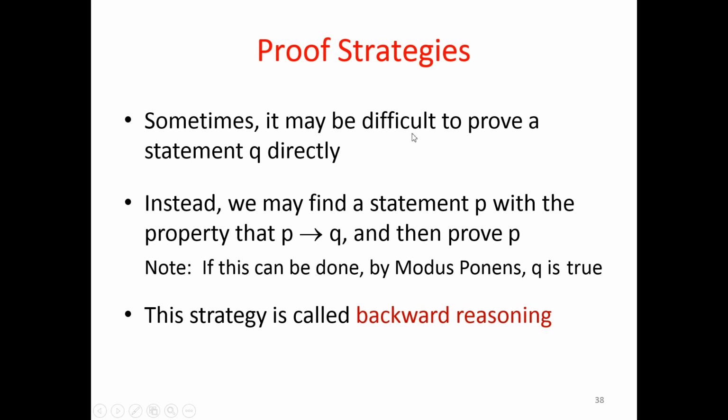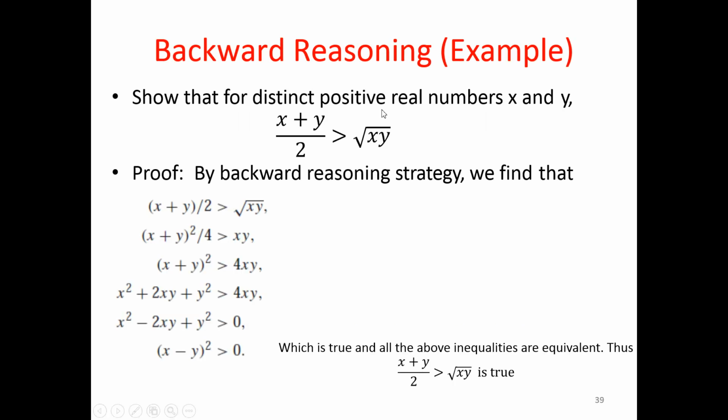Sometimes it may be difficult to prove statement Q directly. So instead we find a statement P with the property that P implies Q, and then prove P. If this can be done, by modus ponens, Q is true. This strategy is called backward reasoning. So let's have an example of backward reasoning.